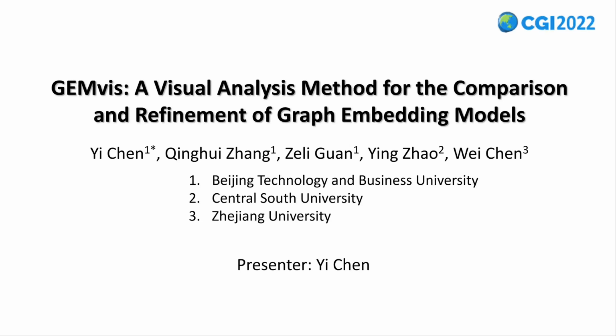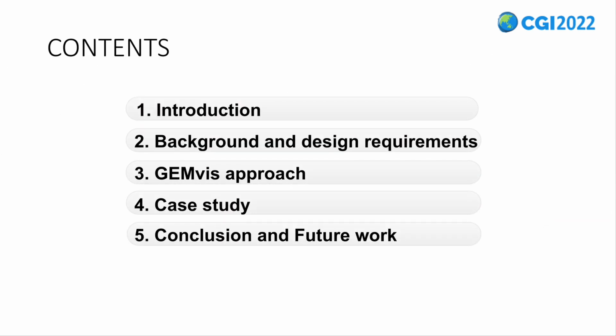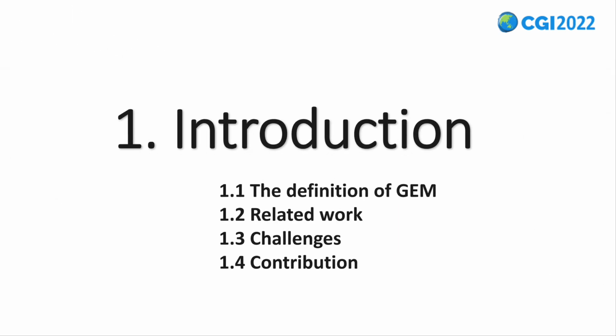My name is Qinghui Zhang from Beijing Technology and Business University in China. The title of the paper is GEMvis, a visual analysis method for the compression and refinement of graph embedding models. We are going to talk about it in detail according to this outline. And now, let's start with the introduction part.